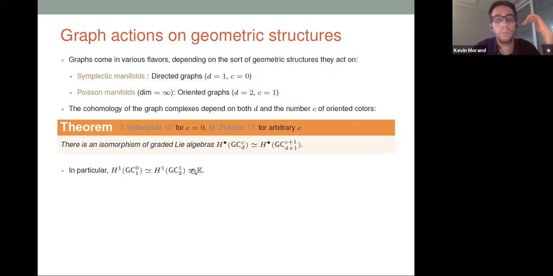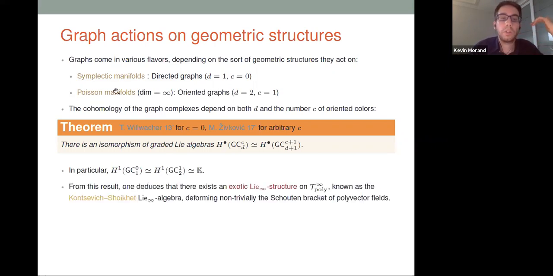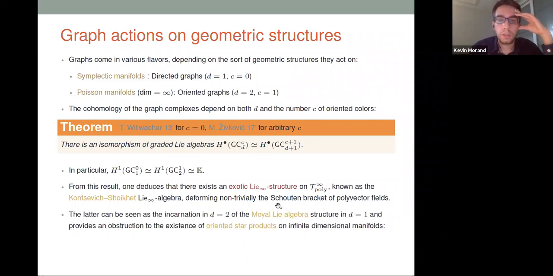And in particular, in the first order cohomology, there is a non-trivial obstruction. So for symplectic manifolds, this obstruction corresponds to the Moyal Lie algebra. And for Poisson manifolds, it corresponds to a new exotic Lie infinity structure on T-poly for infinite dimensional manifolds. This is known as the Kontsevich-Shoikhet Lie infinity algebra, which deforms non-trivially the Schouten bracket of polyvector fields. So again, this exotic structure can be seen as the incarnation in D equal two of the Moyal Lie algebra structure in D equal one.